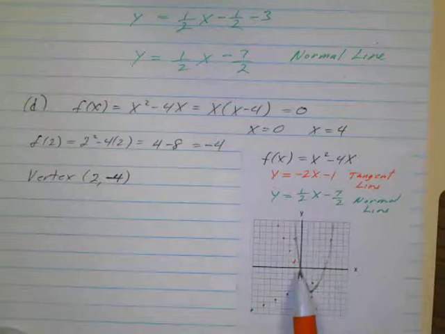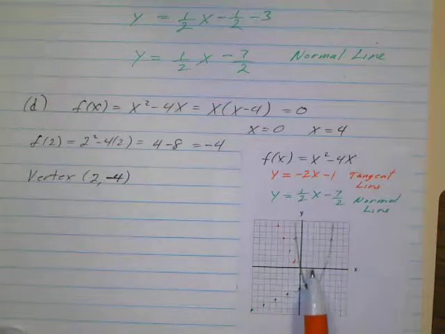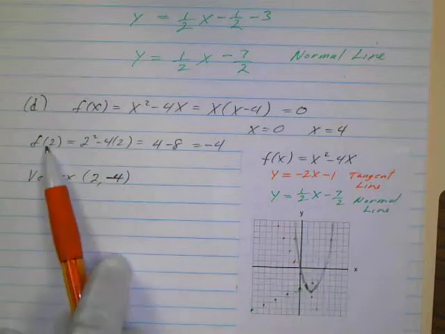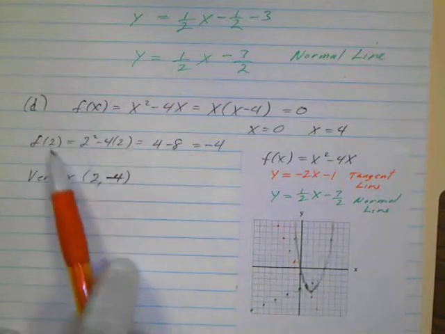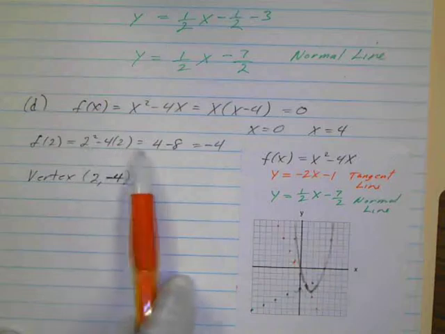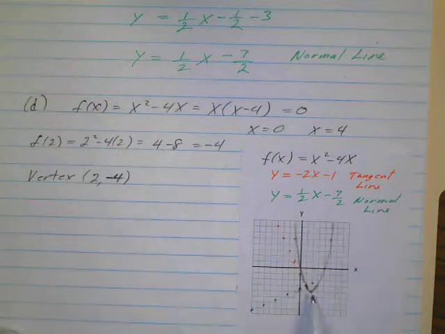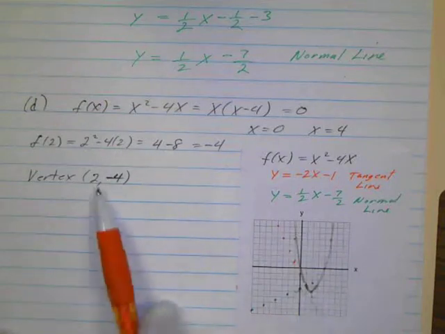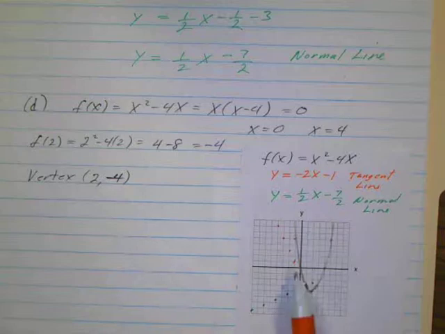It's symmetrical, so I have my zeros here at 0 and 4, so I know my vertex is going to be at 2, right down the middle. So I just found the value of the function at 2, f of 2. 2 squared minus 4 times 2 is 4 minus 8, which is negative 4. So my vertex was down here at 2, negative 4. So I can find the vertex and find the zeros, and I can sketch it from there.